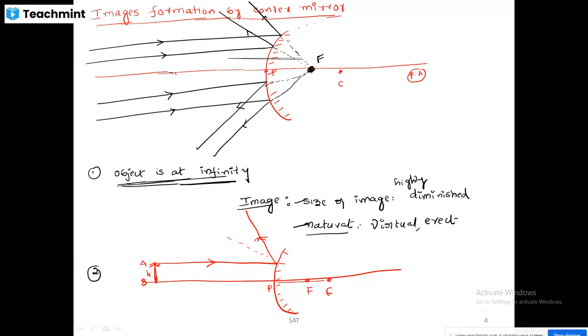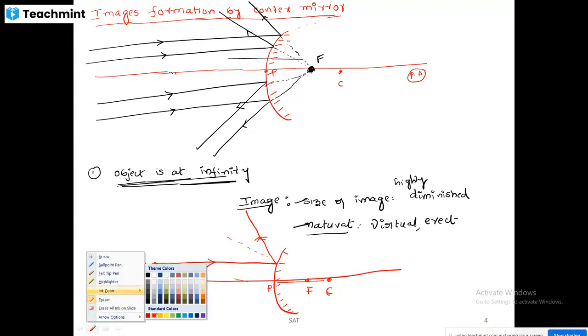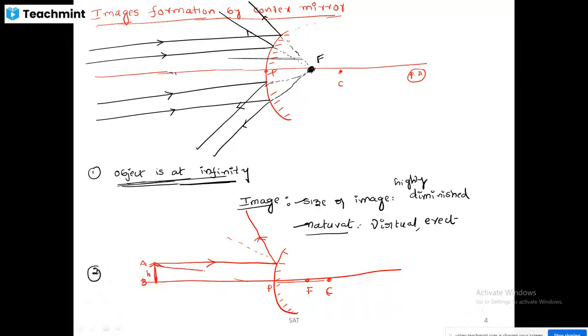Next, we can draw one more ray from the object, which strikes the pole, and after striking the pole it is reflected back symmetrically. This is the reflected ray for the second incident ray.